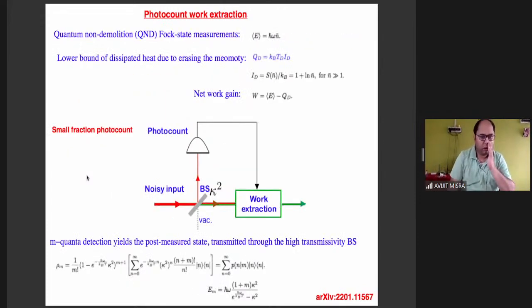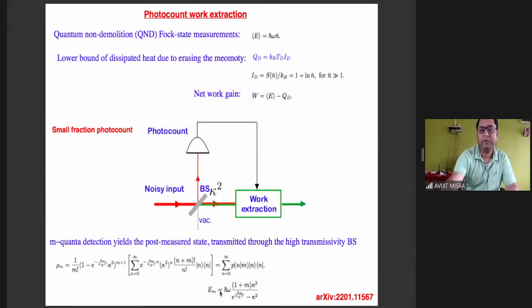Okay, so what about photo count? I have a thermal source of light, I can do quantum non-demolition measurement, and suppose we get some Fock state and I can extract the energy, but non-demolition measurement is difficult and has a large cost. So again, we apply the small fraction photo count. You have a high transmittance beam splitter, most of the light is transmitted and a small part is used for photo detection, photo count. Suppose we detect M photons with probability PM, then we have the corresponding post-measurement state and it has energy EM.